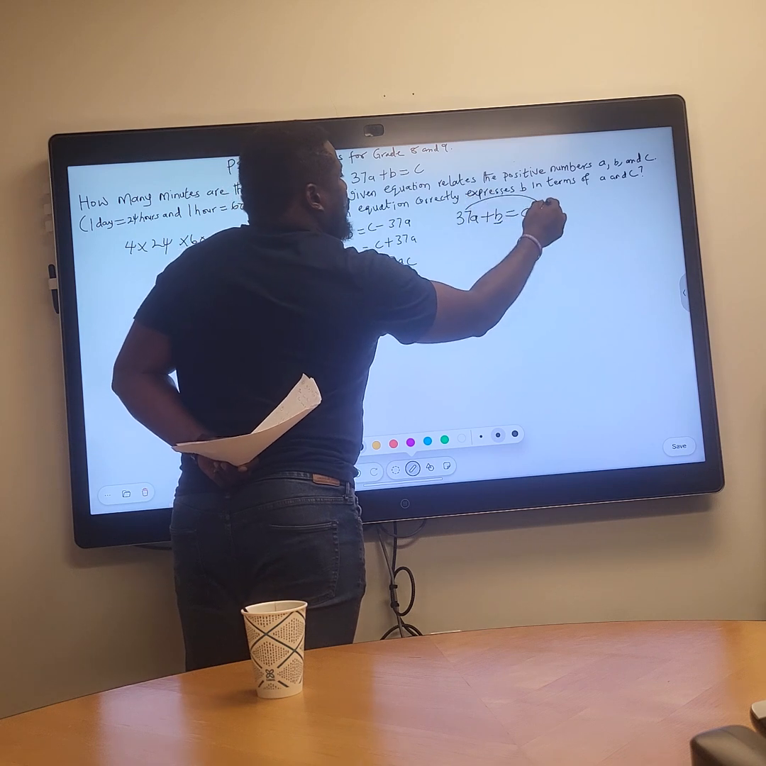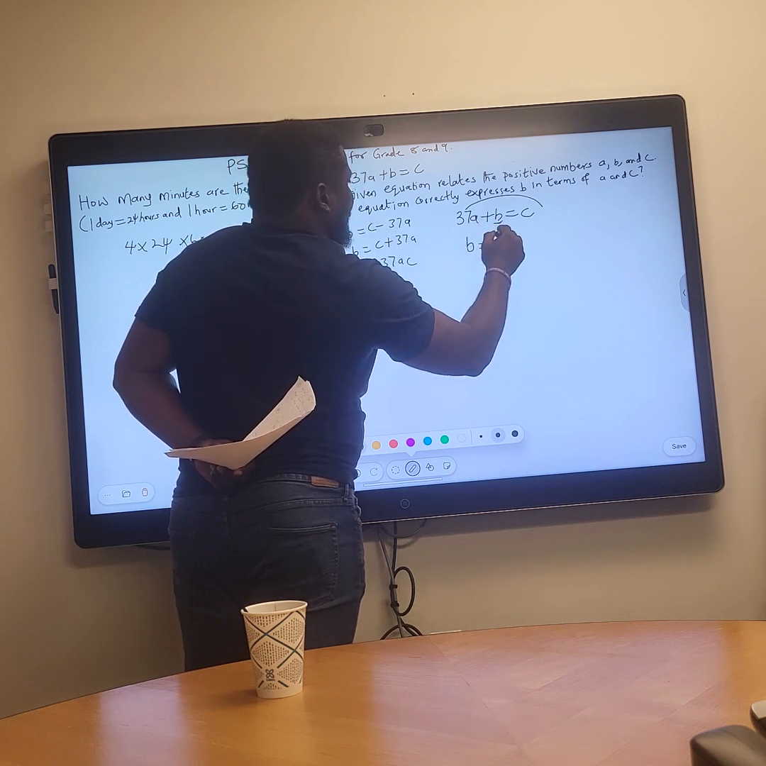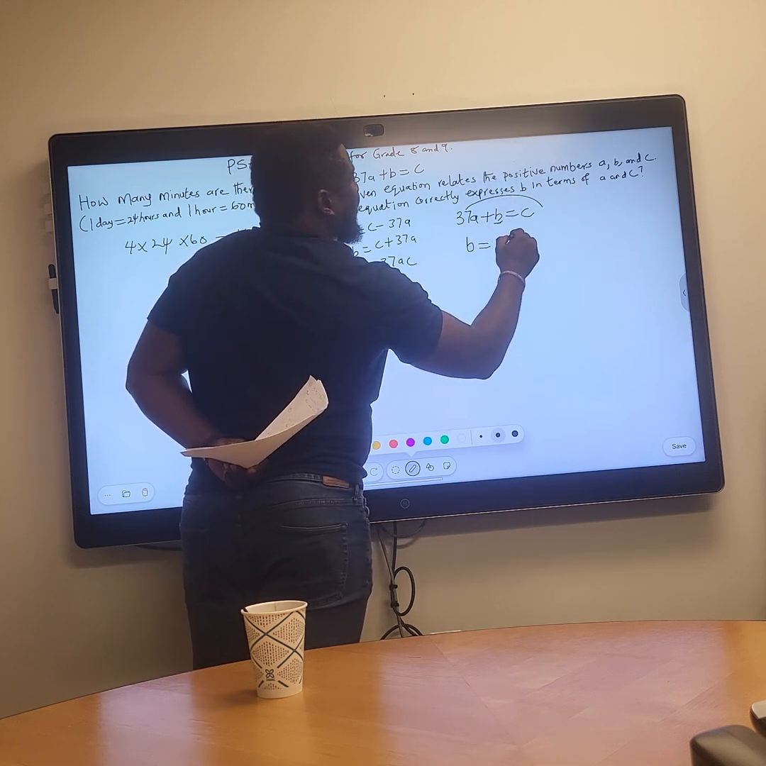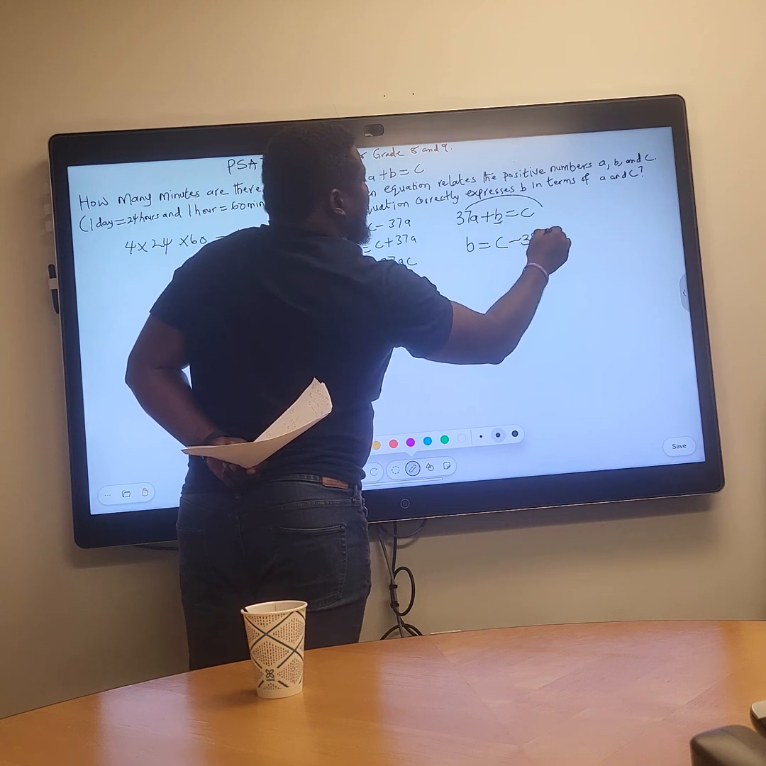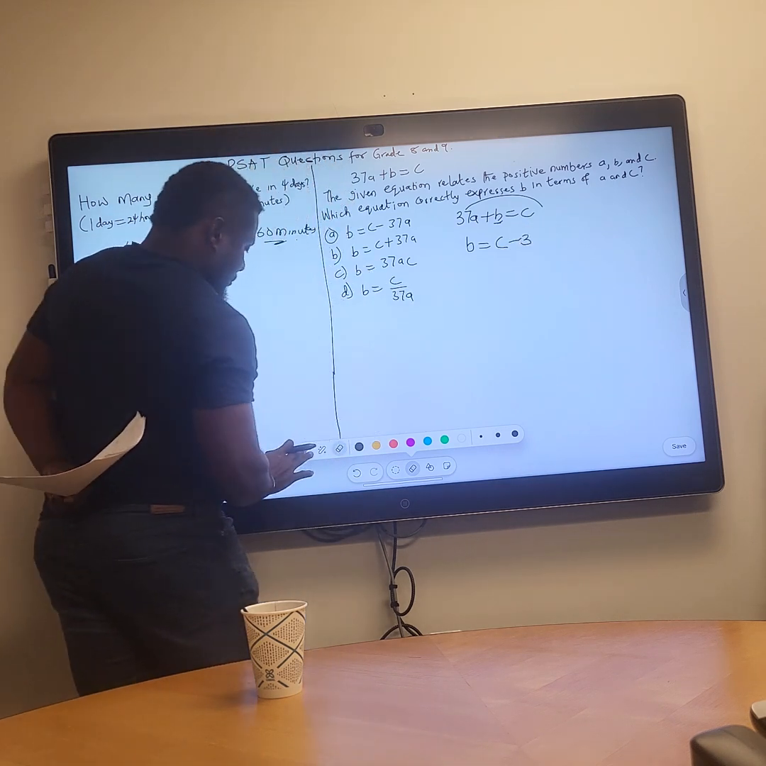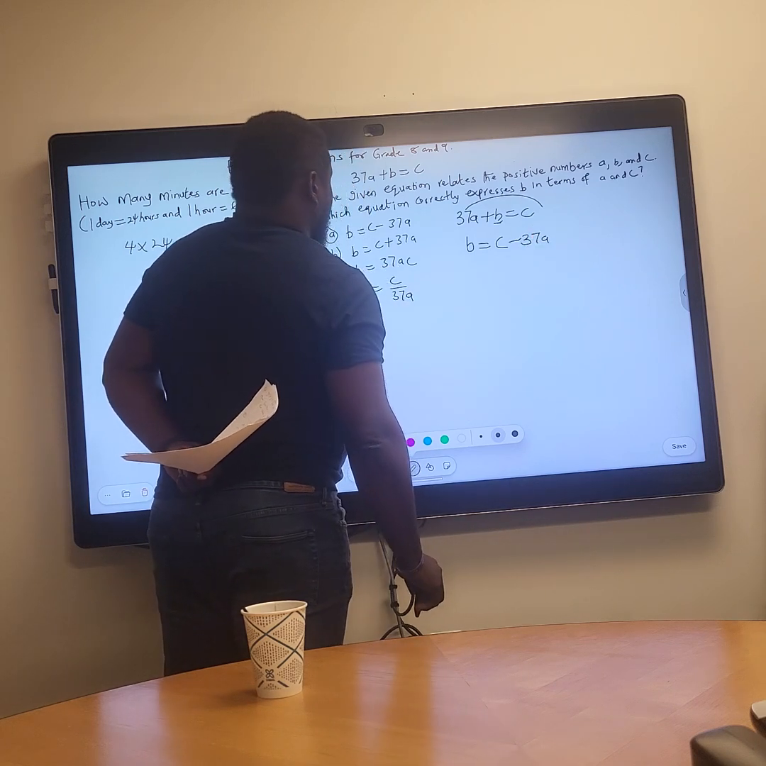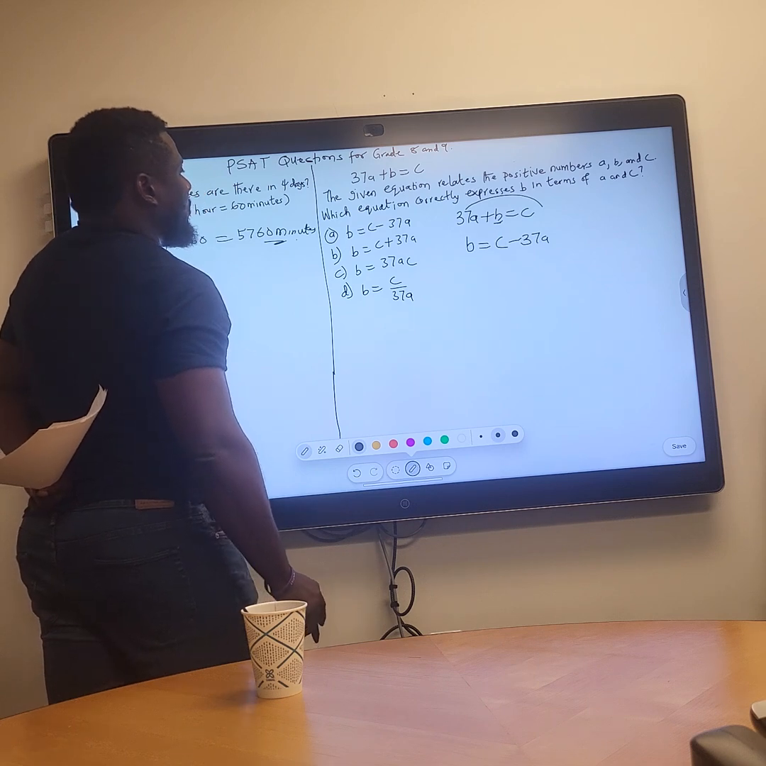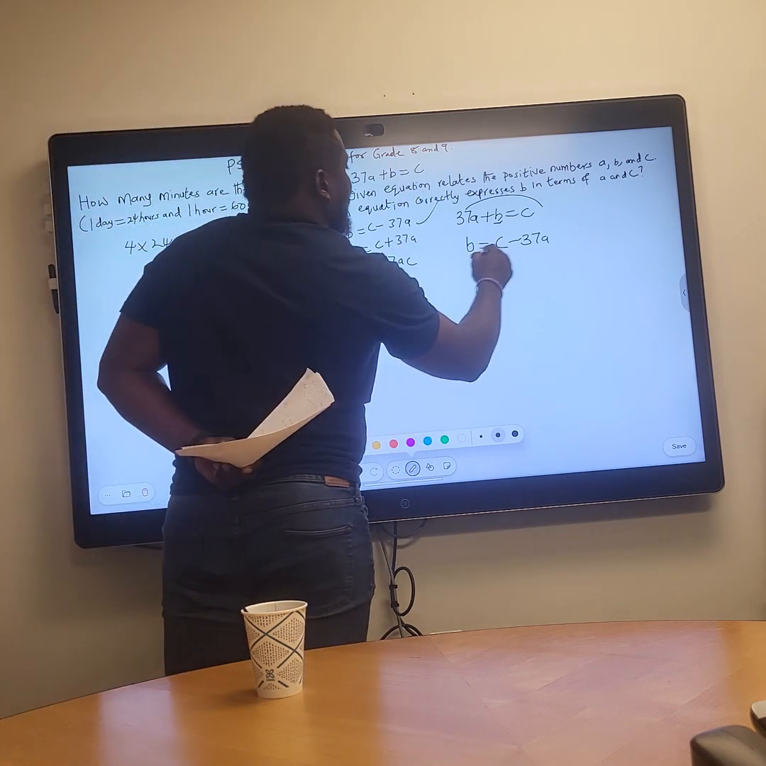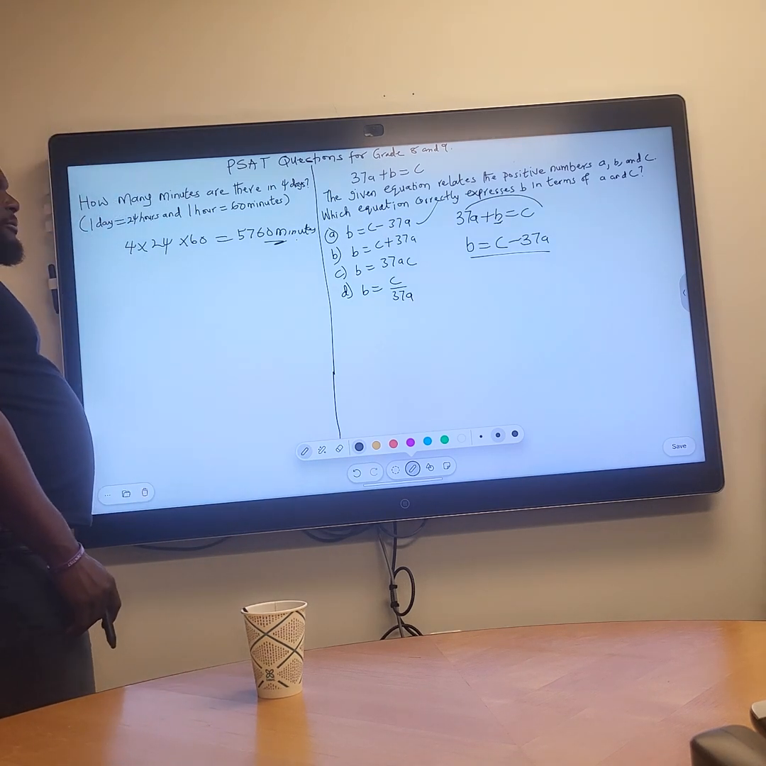So that means this will go to this side. So you're going to have b equals c. When positive crosses, it changes to negative. So you have negative 37a. So that's it, that's your answer. They just want you to make b the subject of the formula.